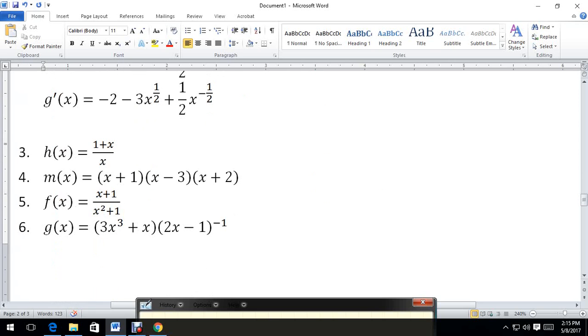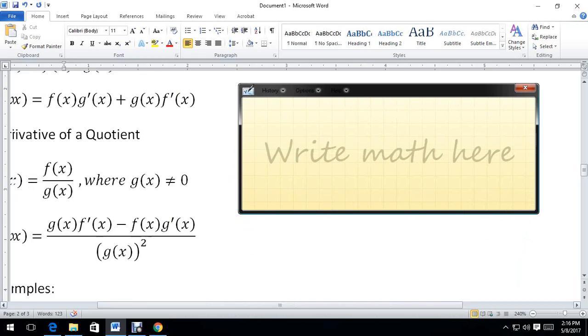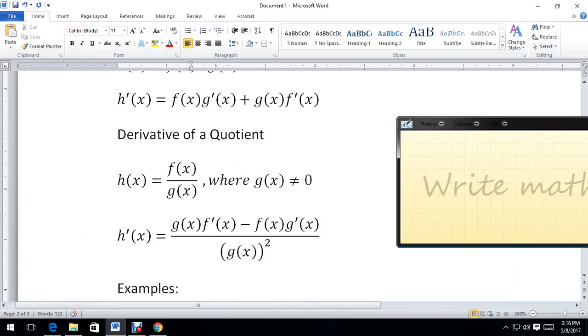Okay, so let's now proceed with the derivative of a quotient. Now, for the derivative of a quotient, we have the following formula. So the quotient should be in the form h of x is equal to f of x over g of x. Of course, the condition is that g of x should not be equal to 0, otherwise the fraction h of x would be undefined. So it is necessary that g of x is not equal to 0. Now, as for the derivative of the quotient of the form f of x over g of x, h prime of x would now be equal to.